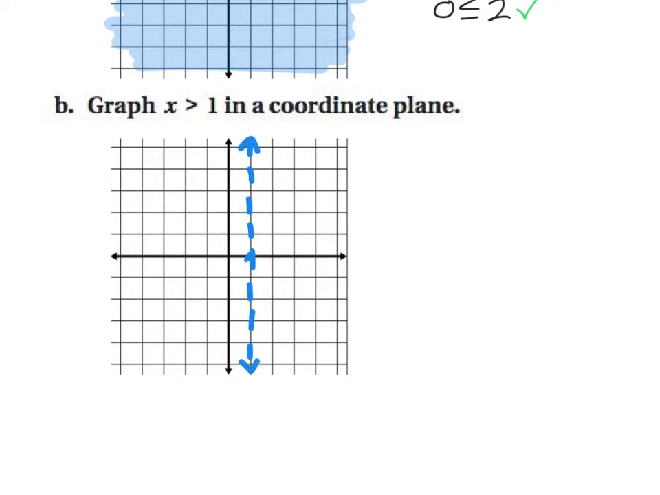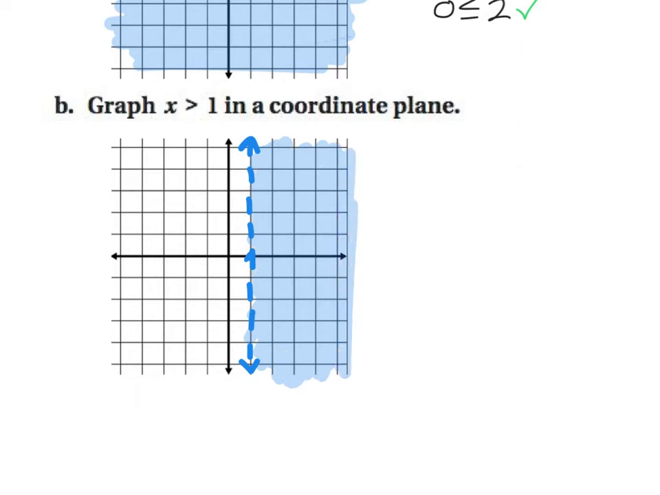Now from here, I'm going to shade. This inequality reads x is greater than, so I want all of the bigger numbers. And I know on a number line, moving to the right is where all of the larger numbers are. So I'm going to shade all of my numbers, this region, to the right. And this is my solution set. All of these numbers are part of my solution.